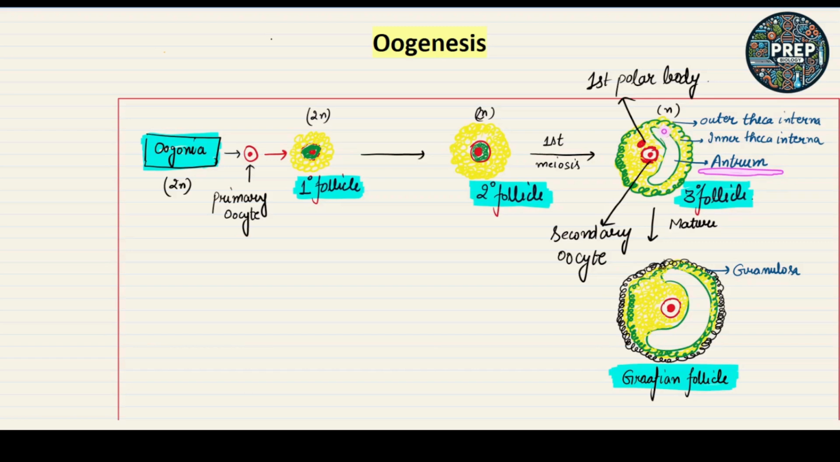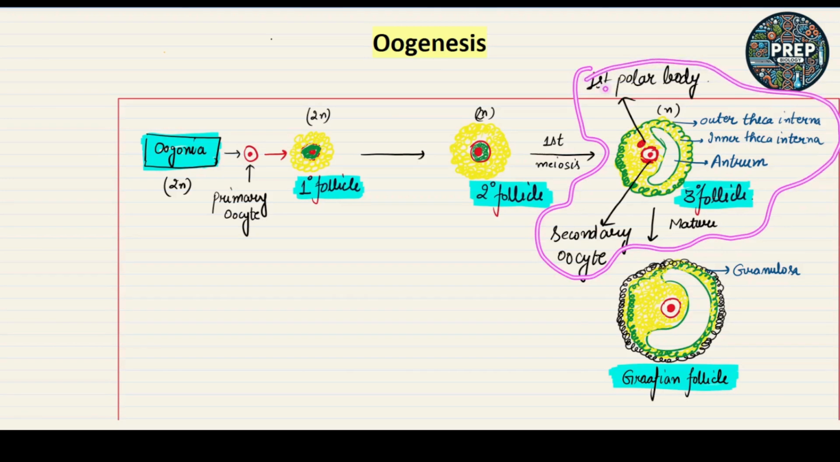Okay, so in the tertiary follicles, the fluid-filled cavity is formed. That cavity is called the antrum, and the layers are the outermost layer, the granulosa layer, then the outer theca externa, and the inner one is the theca interna. Okay, so this tertiary follicle is very, very important.